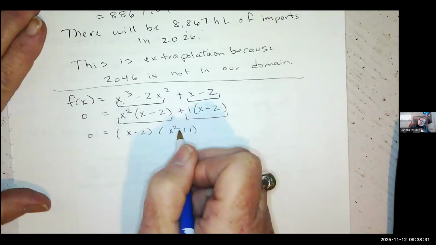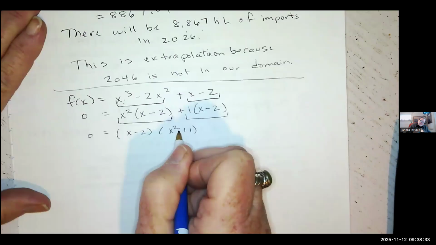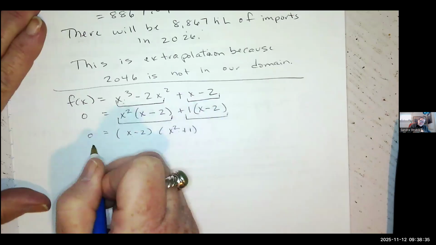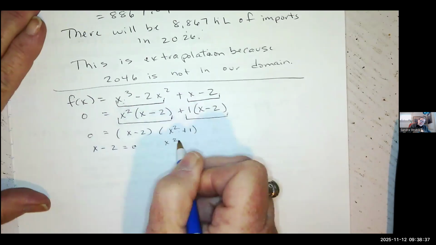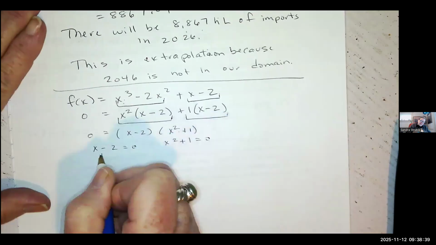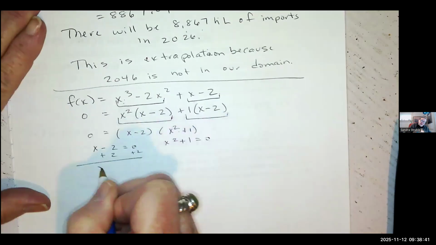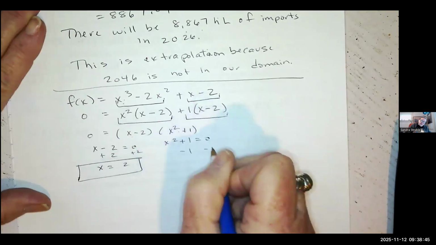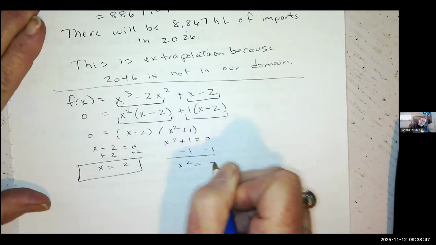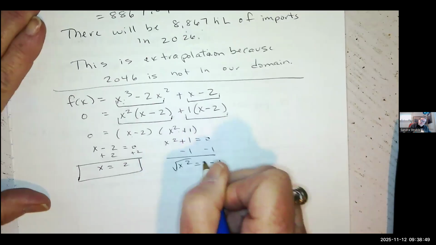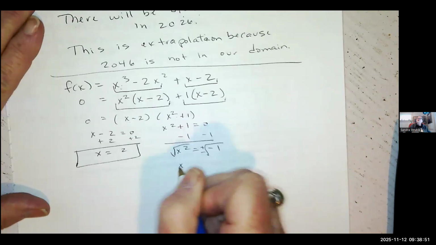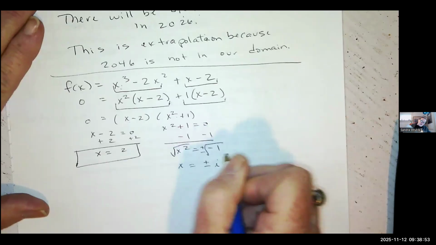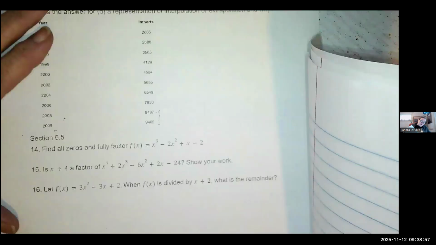So set each of these equal to 0 and solve. Add 2 to both sides. x is equal to 2. There's one of my zeros. Subtract 1 from both sides. x squared is equal to -1. Take the square root, positive and negative on the constant side. x is plus or minus i. So there are our 3 zeros. Okay, done. And it's a cubic, degree 3, so we're done.